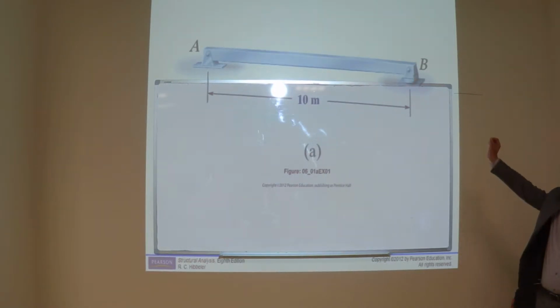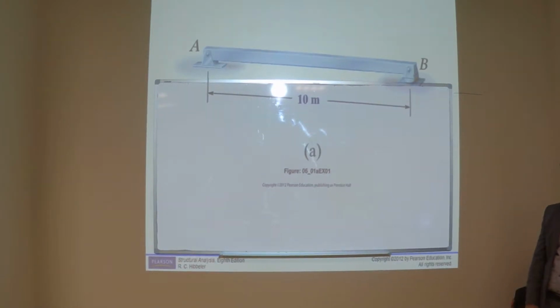Let's say there is a beam and the length of this beam is 10 meters. And this beam will carry a moving load. You know what we do? We draw the influence line diagram for a unit load.